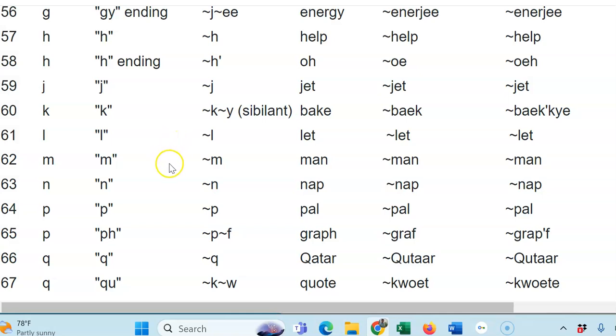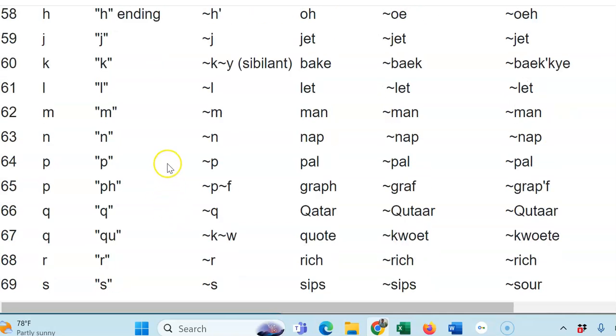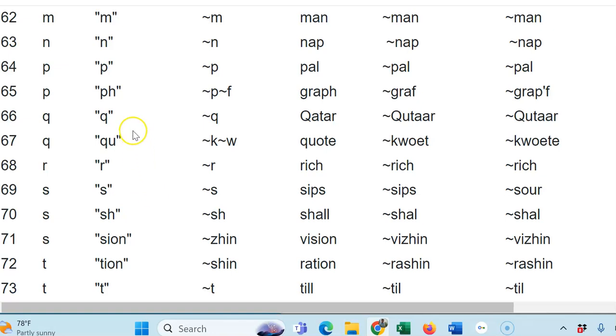L is no problem. L sound. M, no problem. N, no problem. P, no problem. PH is a real problem, such as graph. So we are saying it graph. PF is PH. And Q is a special sound. You hardly see that, but you see QU a lot, and that's KW. So quote, if you would say quota.